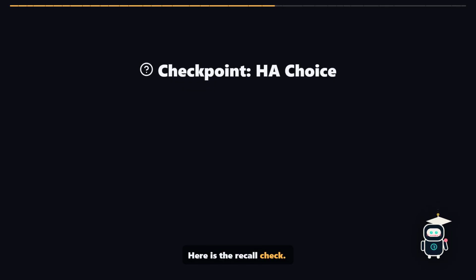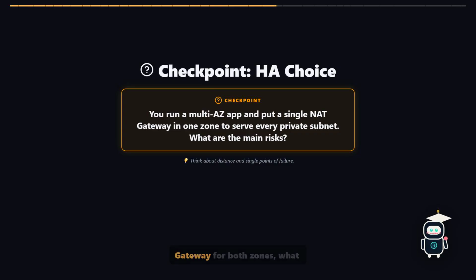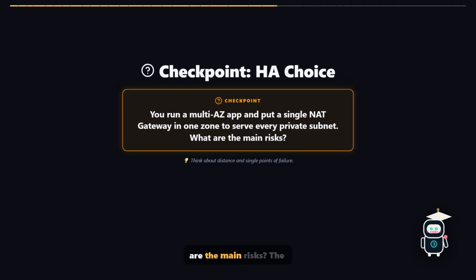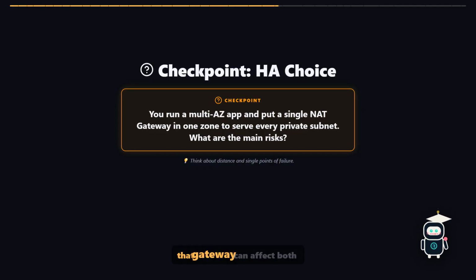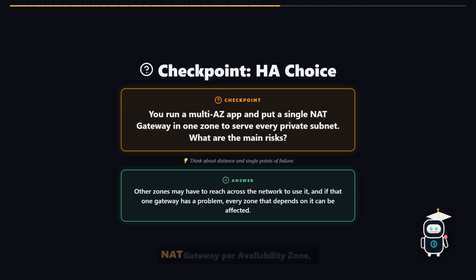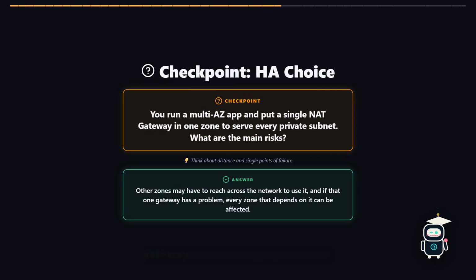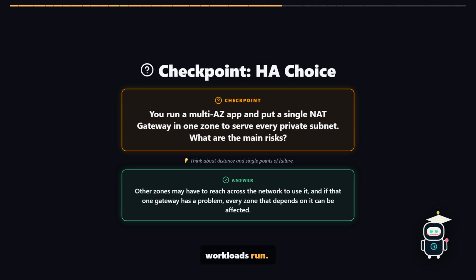Here is the recall check. You have private workloads in two availability zones. If you use one zonal public NAT gateway for both zones, what are the main risks? The other zone may send traffic across availability zones to use it, and a problem at that gateway can affect both zones. What are two better designs? Use one zonal public NAT gateway per availability zone, or evaluate a regional NAT gateway that automatically expands across the availability zones where your workloads run.